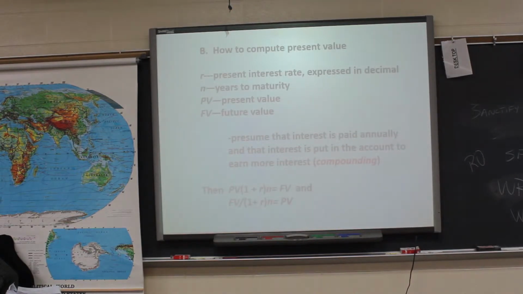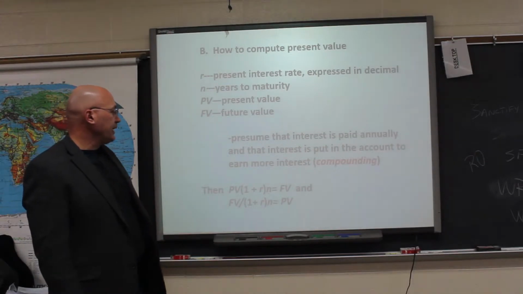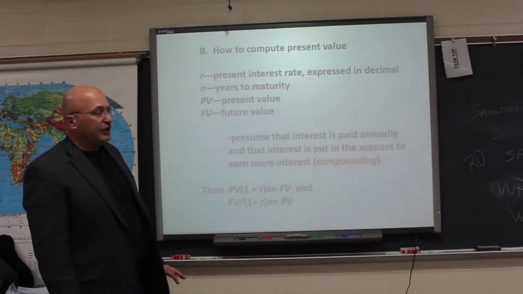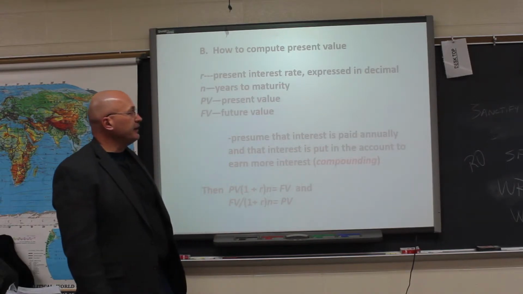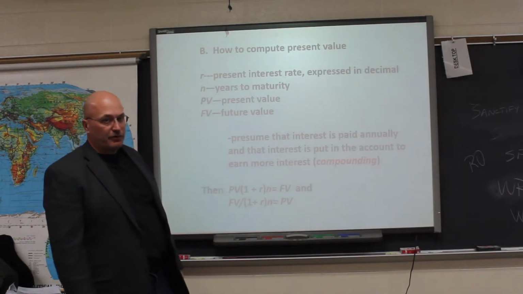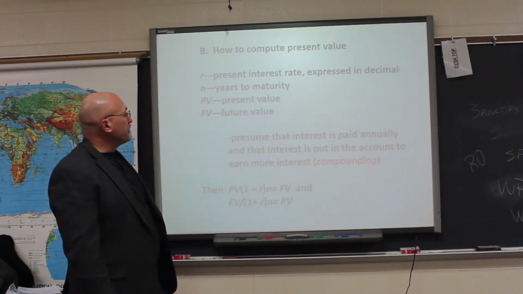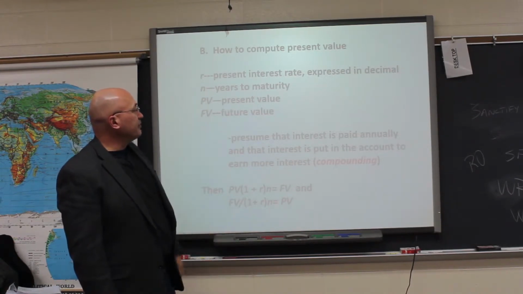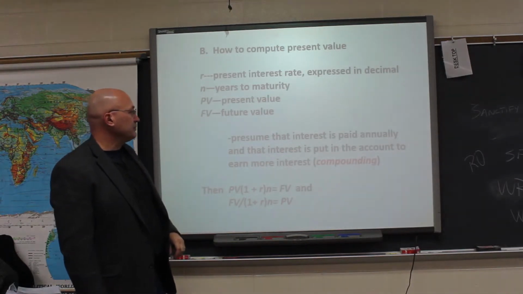So, how do we compute present value? Okay? Got to know this. If R is the present interest rate, and we always express that in a decimal, N is going to be our years to maturity. PV is going to be present value, and FV is the future value.